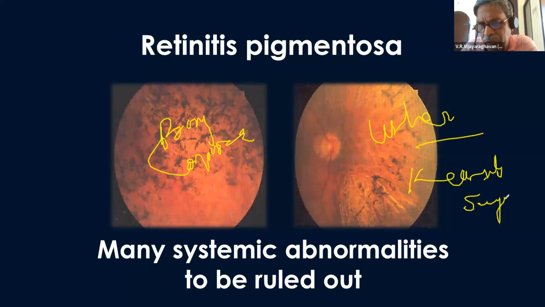K-E-A-R-N-S, Kearns-Sayre syndrome. That is what? A patient got RP. When I find RP, examine the other movements of eye, everything. Examine the heart, cardiovascular system. You have to examine, or at least refer him to the cardiologist, so that at least you can prevent the major problems in future. That is the advantage of spotting RP, the patient's importance.